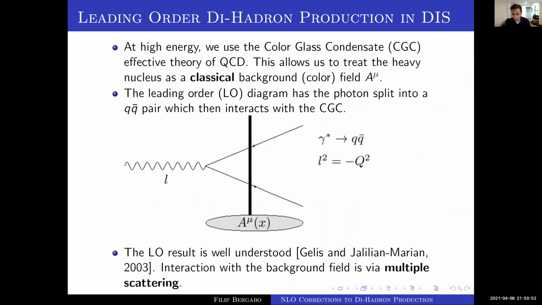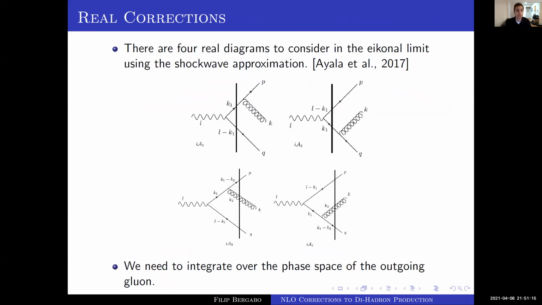So very briefly then, here is the leading order diagram. And here we have the target nucleus modeled as a color glass condensate, a classical background field. And you can see here the photon splits into a quark-antiquark pair, which then interact with that background field via multiple scattering. That's signified by that vertical line there.